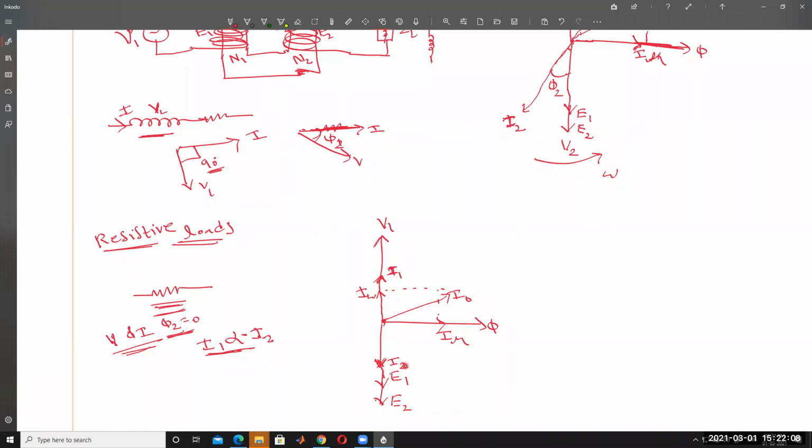The resultant of current I1 and I0, the no load current, is called the actual primary current. Understood? The addition of these two is called I1 dash. This is the actual primary current, and this gives the primary side power factor, cos phi 1.